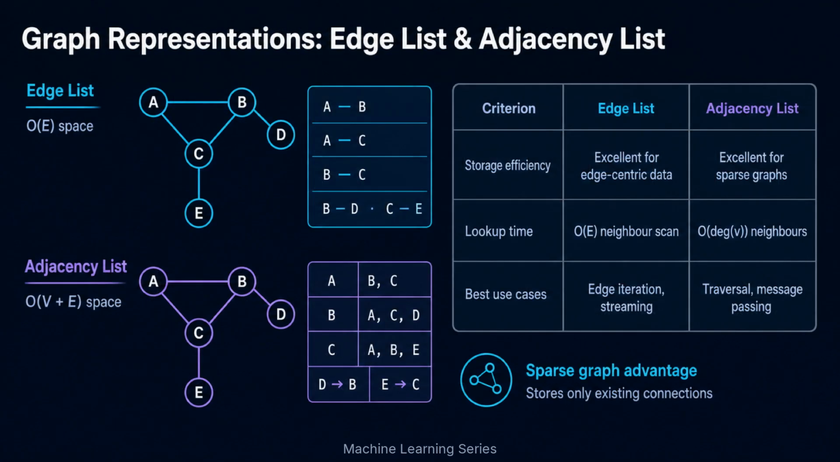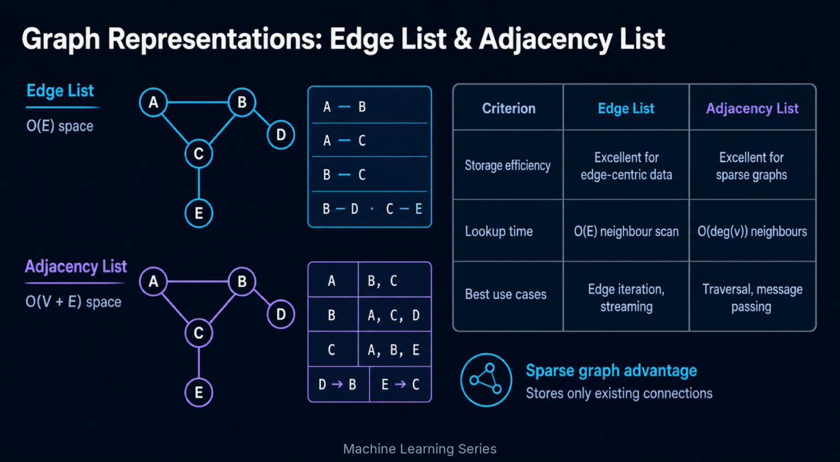For sparse graphs, we have more efficient representations. An edge list is simply a list of all edges as pairs of nodes, A to B, A to C, and so on. It's compact, using O(E) memory, but checking if a specific edge exists requires scanning the entire list. An adjacency list stores, for each node, a list of its neighbors.